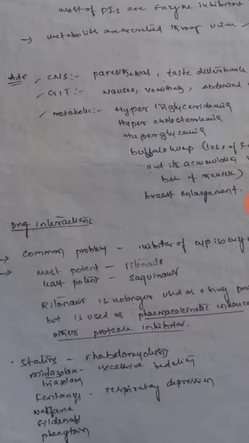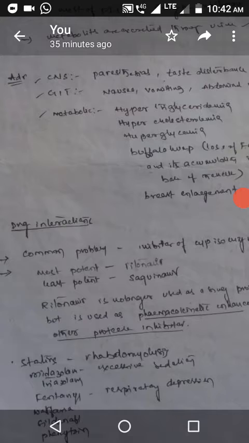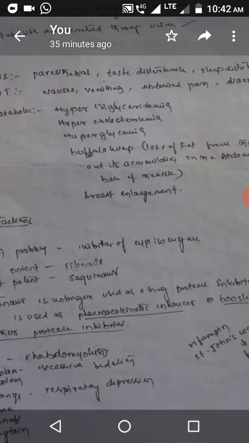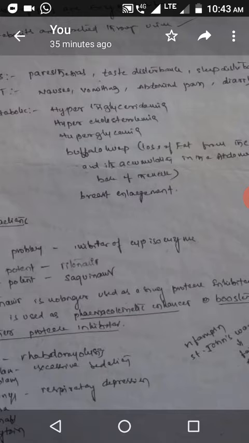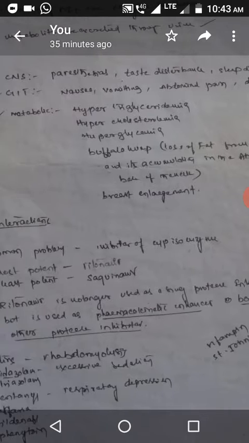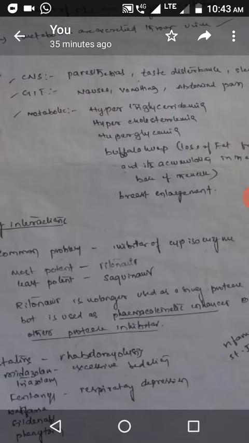Not only are there disadvantageous drug interactions, there is also an advantageous one. Ritonavir has the most potent CYP450 enzyme inhibition activity among protease inhibitors. So ritonavir is no longer used as a single protease inhibitor; it is generally combined with other protease inhibitors in order to increase their pharmacological activity. That's why ritonavir is considered a pharmacokinetic booster of other protease inhibitors.